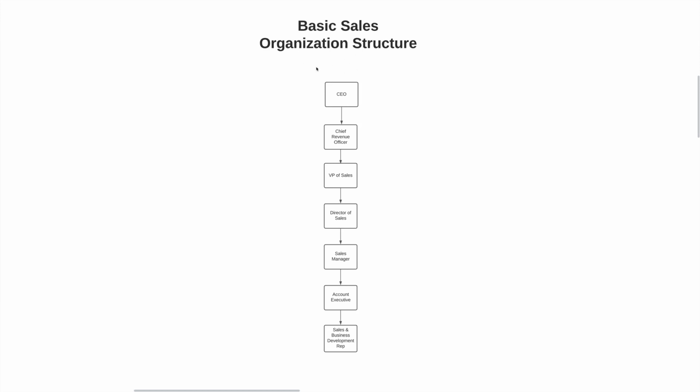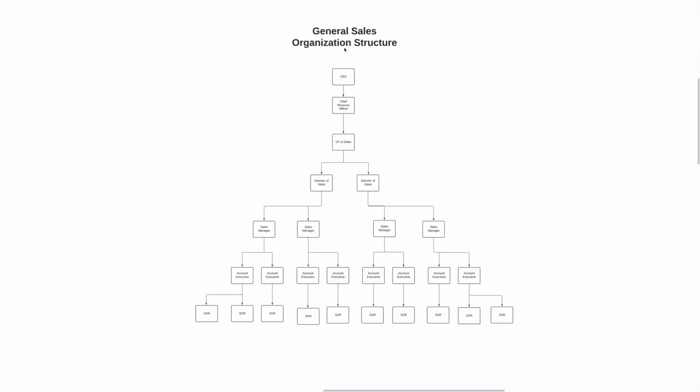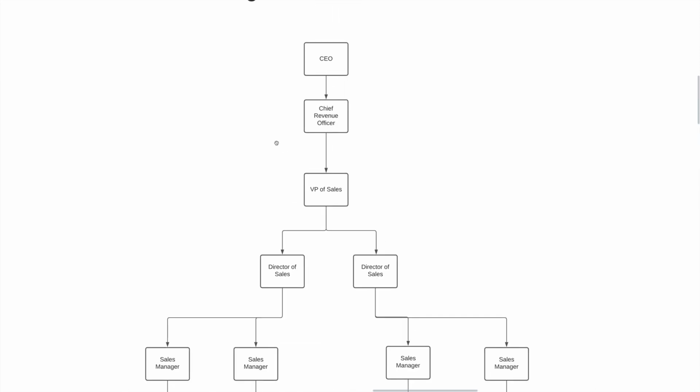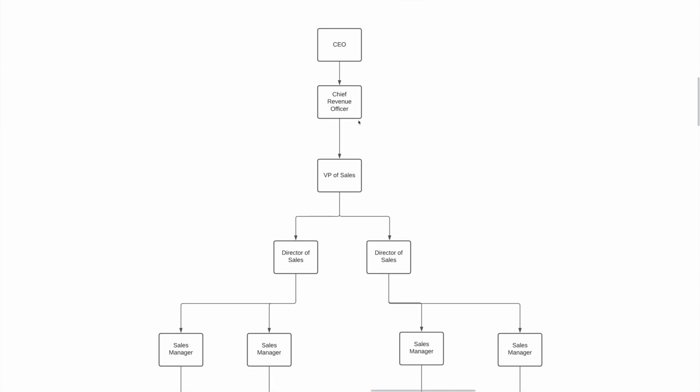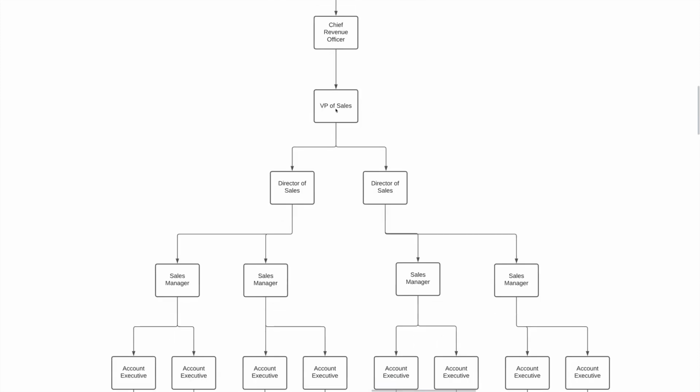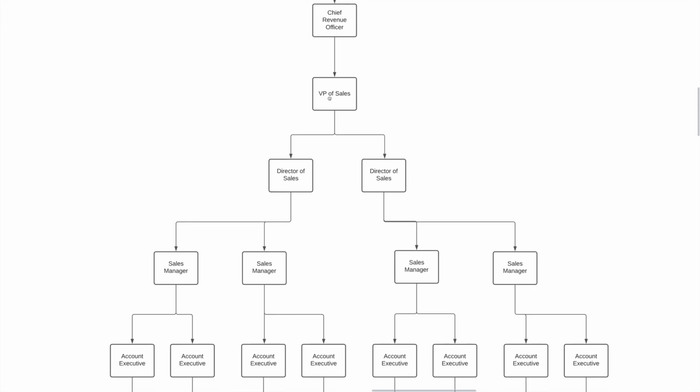Okay, so now we are in the general sales organization structure, where it's a little more complex and more realistic to what a company looks like, right? So let's go ahead and start at the top. From the basic understanding of this, you understand there's a CEO and a CRO, right? Usually there's only one CRO. And then from there, you might have a VP of Sales. Now, you might have multiple VPs of Sales, so you can have a whole separate branch that is a copy of this one, right? But for now, let's say we have one VP of Sales.